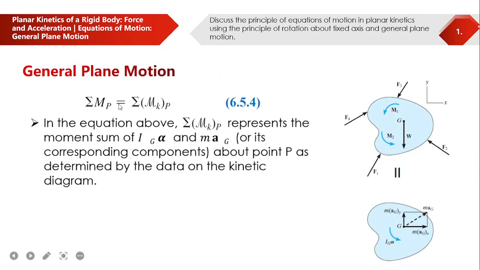Again, yung summation of all the kinetic moments dito is yung force along y and x, and also this one, ito yung mga consider natin. Or the resultant force of the two components, we have m sub a sub g. So, yeah, represents the I sub g times alpha and m a sub g. Yung summation of all the moments at point P. So, ito lang dalawa kung consider mo. Okay?